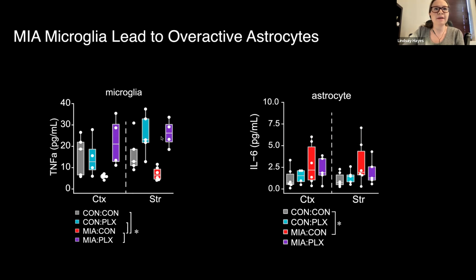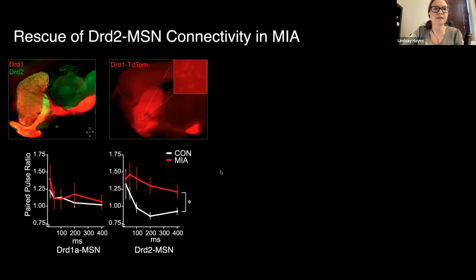But in these same animals, I also looked at IL-6 expression in the astrocyte fraction, and I found that astrocytes had a slight elevation in IL-6 in these MIA. That was also ameliorated by these repopulated microglia. Thus, even though the microglia have a blunted immune response, astrocytes may be compensating for this blunted response by increasing their cytokine expression, or microglia negative feedback may also be impaired, leading to an increase in the signal from astrocytes.